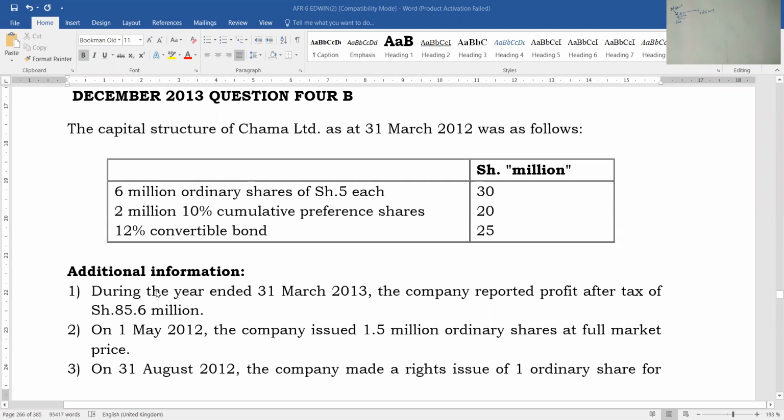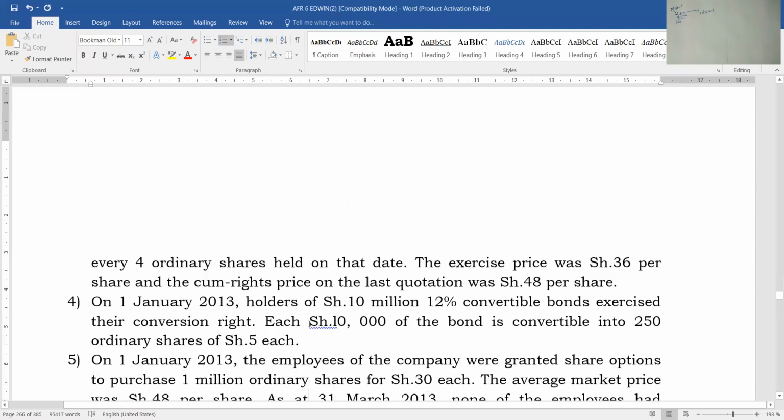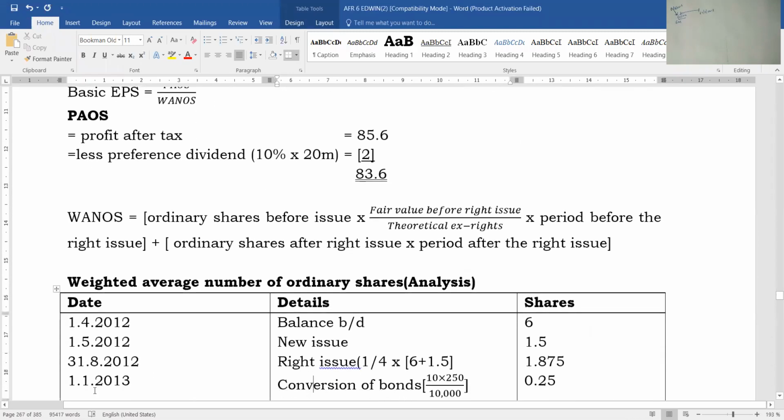Then after that, there are other ordinary shares in note 2, because note 1 is just profit after tax. Note 2 was on 1st May 2012, the company issued 1.5 million ordinary shares at full market price. So 1st May 2012, that is what you write next. That is a new issue. So let me show you how to do it. For the date, 1st May 2012, for details, new issue, shares is 1.5 million.